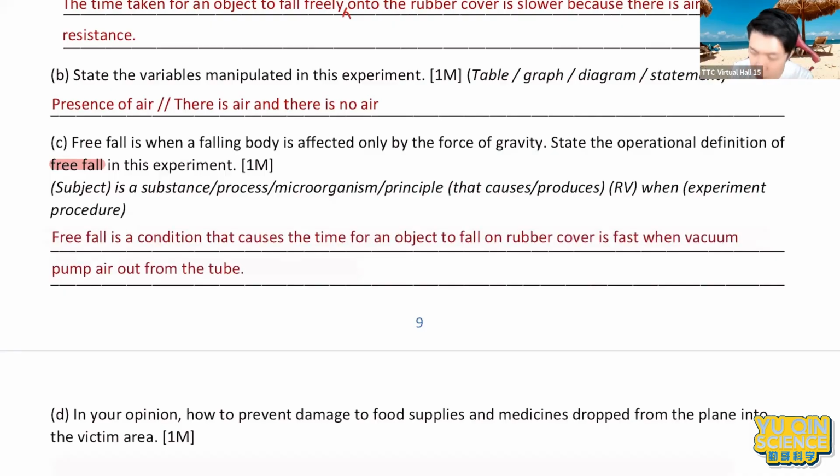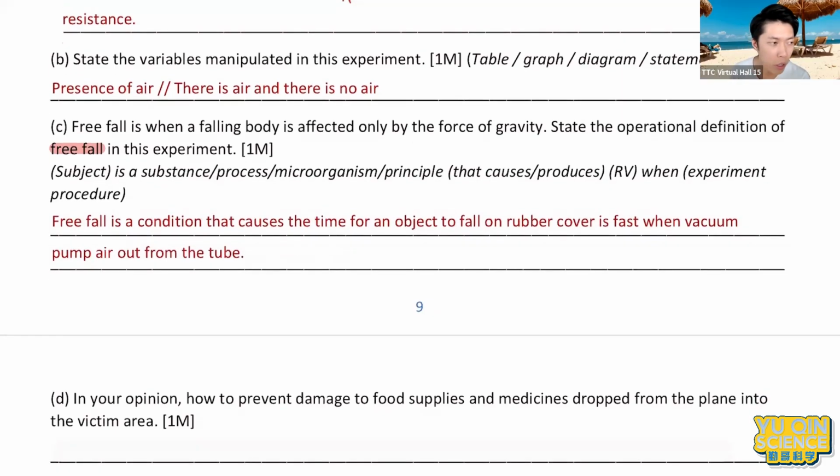Ladies and gentlemen, you wanna do a quick check? This is how I write the answer. Free fall is a condition that causes the time, see, this is my responding variable, time for the object to fall on a rubber cover faster. This is my responding variable, everybody. When vacuum pump air out of the tube. This is my experiment procedure. Okay, good try.